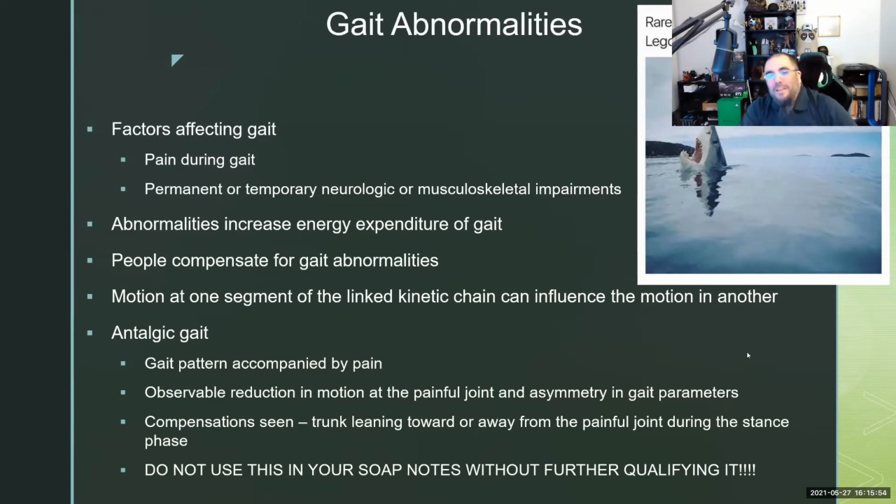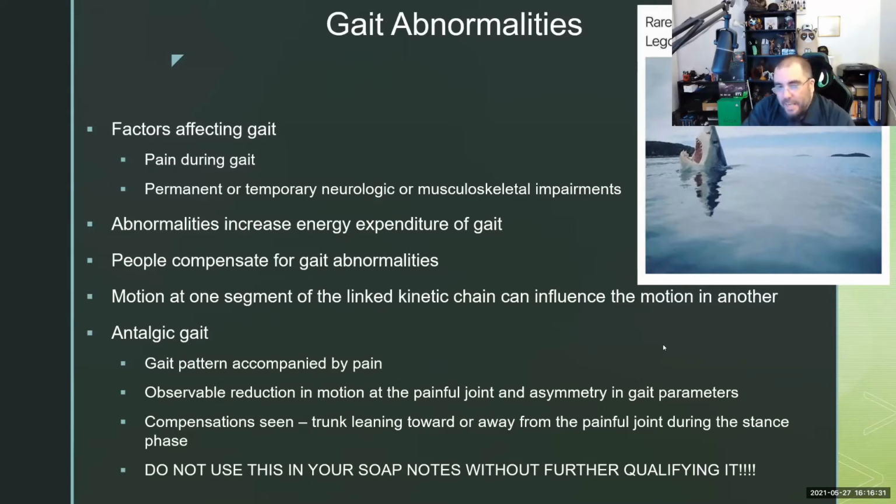So what can happen and what can affect gait? Well, pain can affect gait. Permanent or temporary muscle or neurological symptoms can cause it. Abnormalities in gait increase energy expenditure, which usually reduces the amount of walking people do. People will compensate for gait abnormalities, meaning they'll start cheating. And once you start cheating, sometimes that cheating will become habit. Motions at one segment of the kinetic chain can influence motions in the others. So if you're having problems with heel strike, it can cause problems in your stance phase as well.